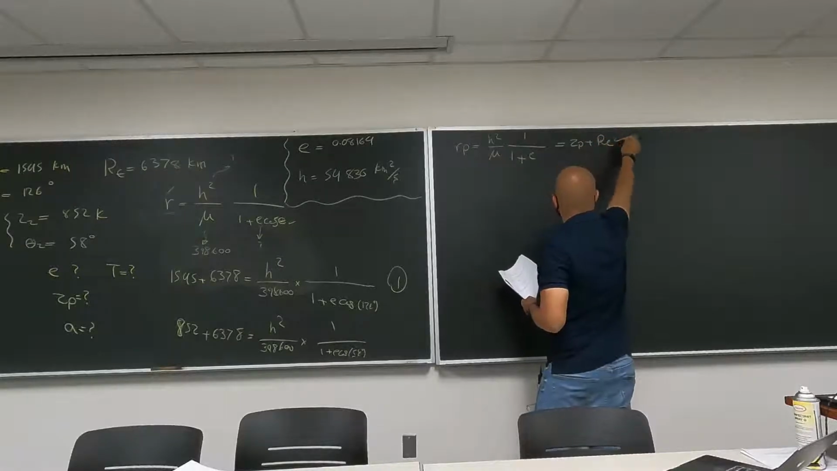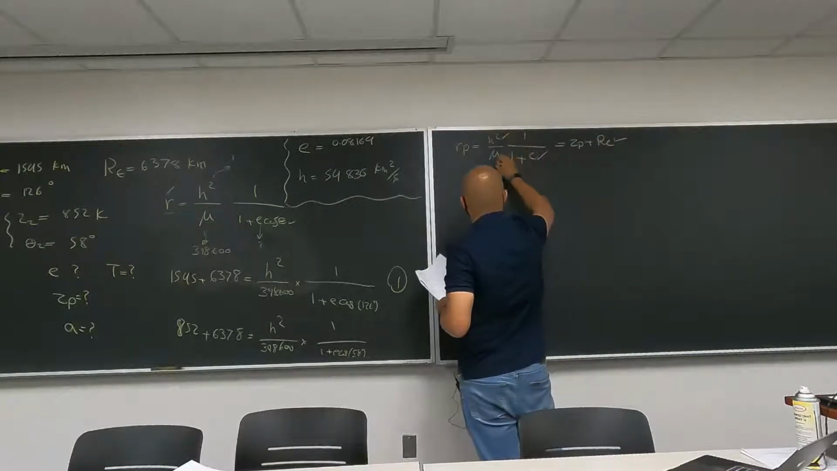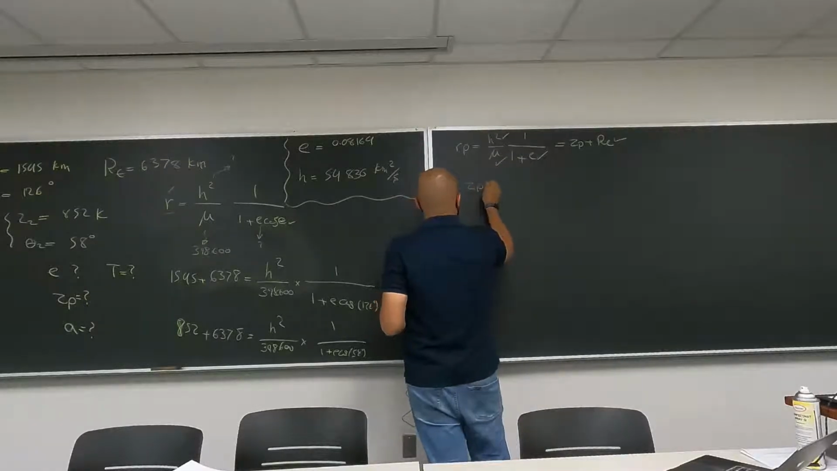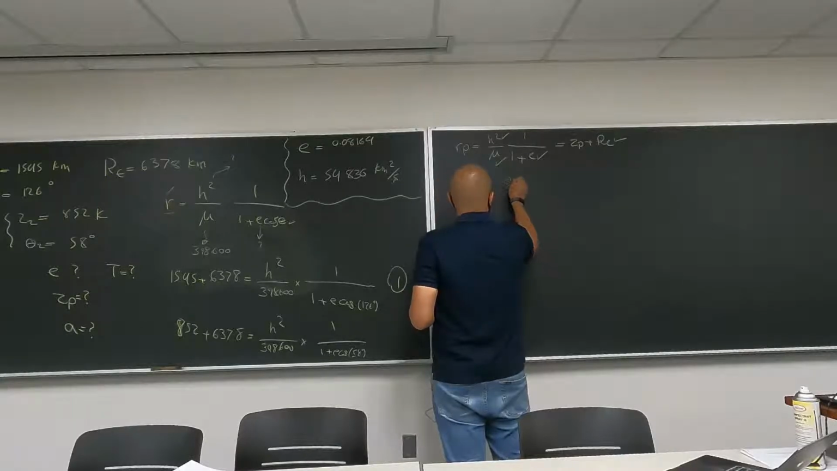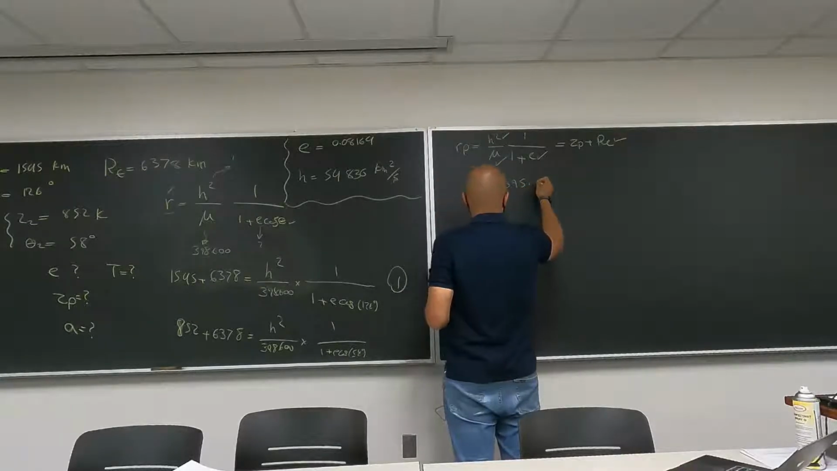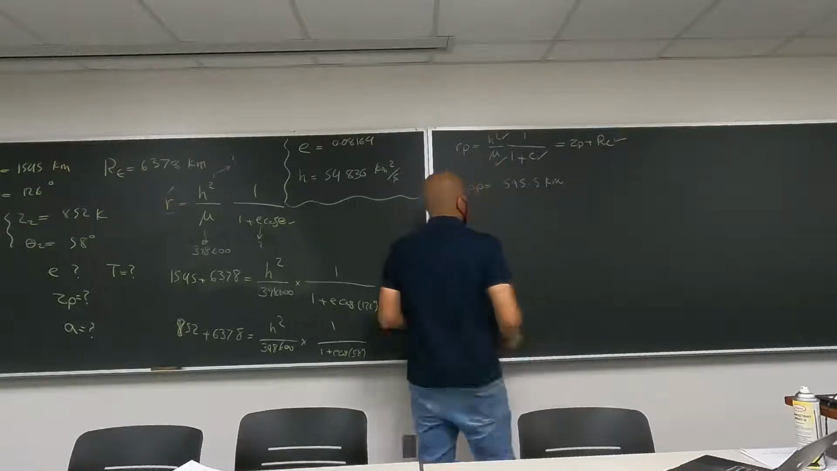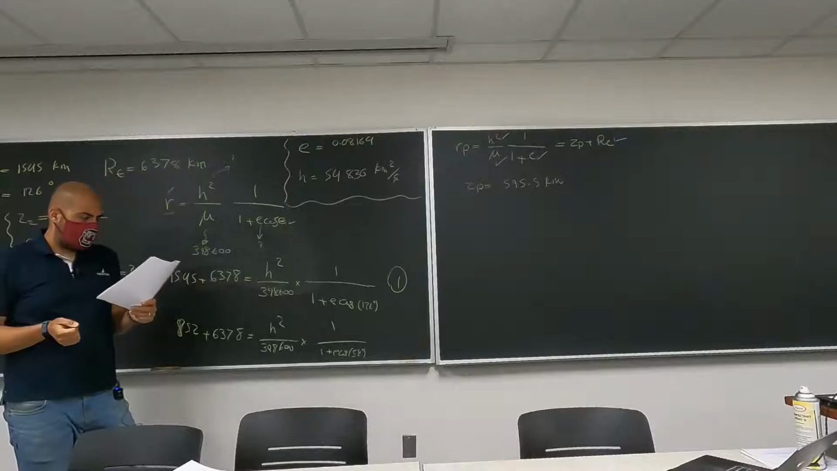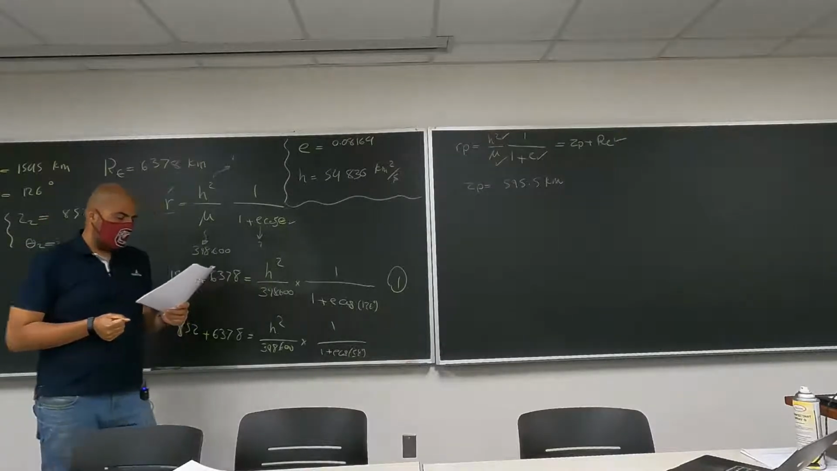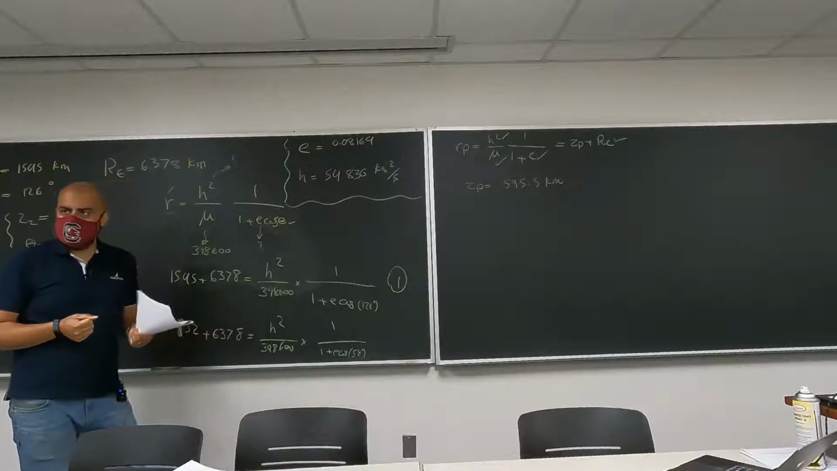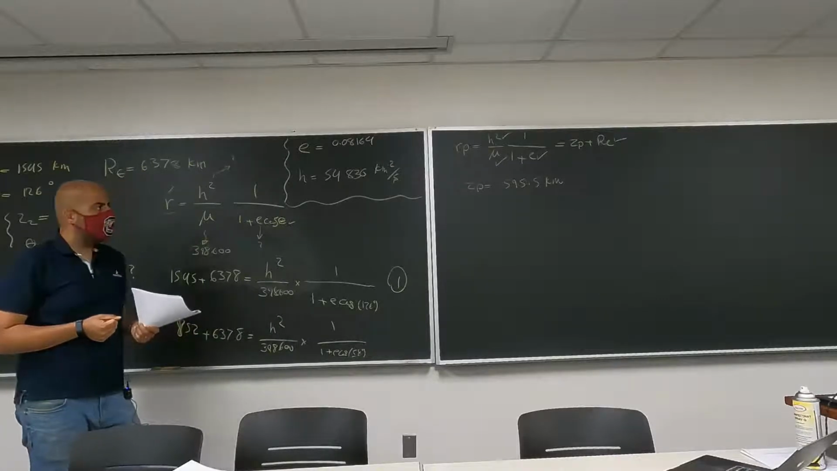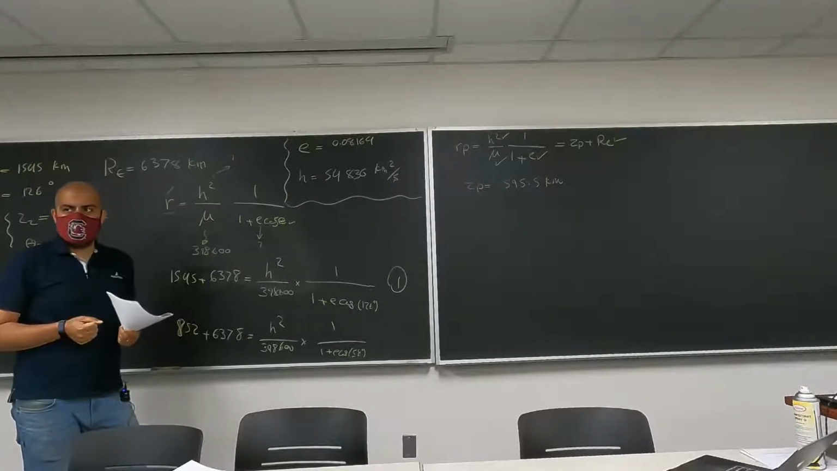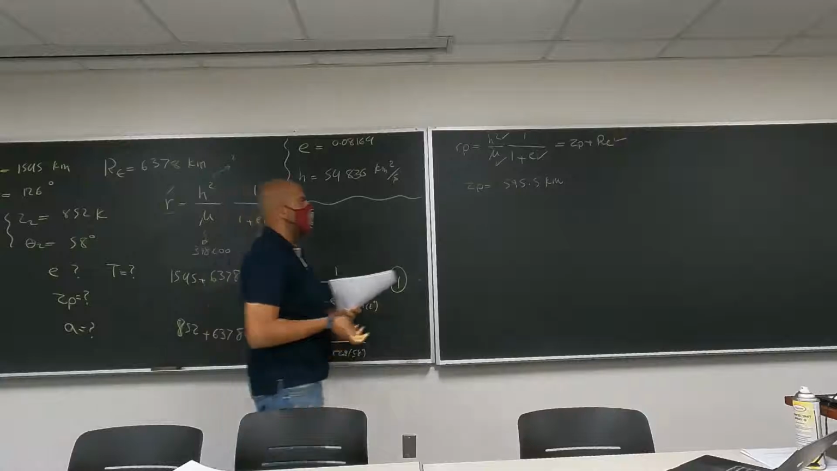We have this value. We have eccentricity. We have angular momentum. We have mu. Your z of p is going to come out to be 595.5 kilometers. Okay. What about the semi-major axis? Wait, I thought you said RP. No, ZP here.